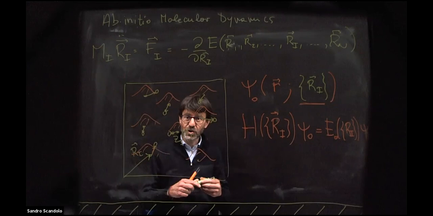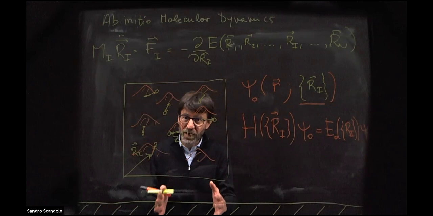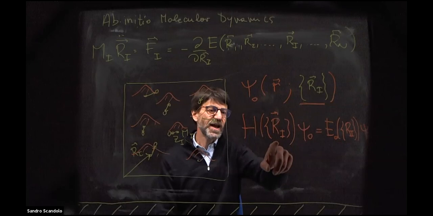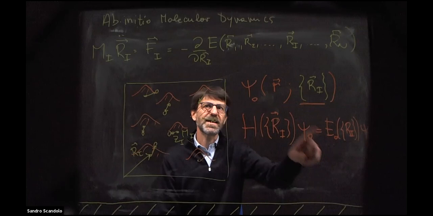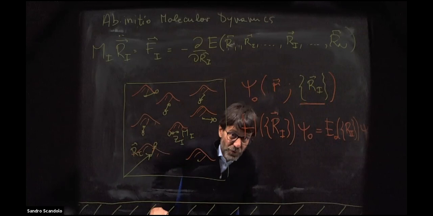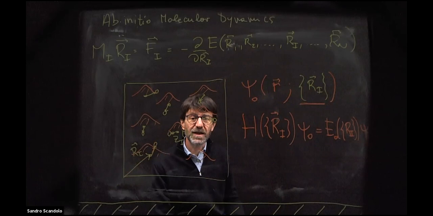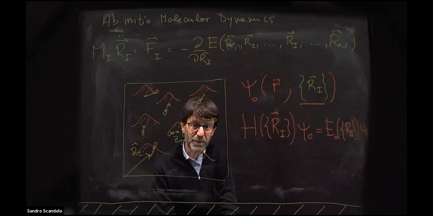Now, in the next step of the molecular dynamics, I need to solve the electronic problem again, right? I need to go back here, change the Hamiltonian, find the ground state again, determine the ground state energy, and recalculate the forces. Okay, so I hope you get the flavor of why doing ab initio molecular dynamics is so complex and so time consuming, because every time in principle you move the particles, you have to solve the electronic problem again. You have to find the ground state again of your system.